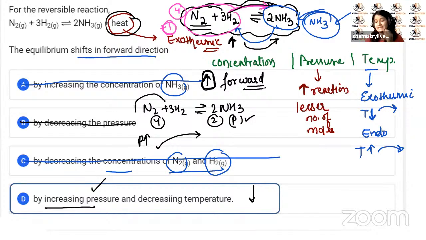Yes, option number D is going to be your correct answer, and I hope everyone understood this. Yes, okay.